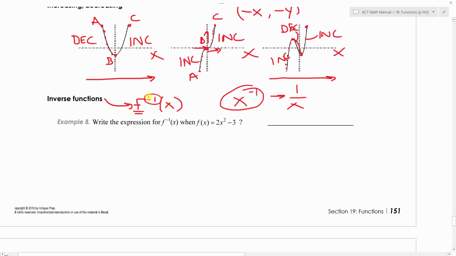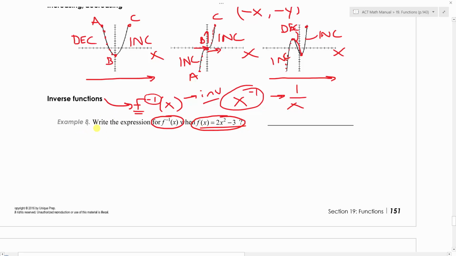This negative 1 is our notation in functions that indicates we have an inverse. And inverses and reciprocals are not the same thing at all. So don't make that mistake. So again, when you see f to the negative 1 of x, we're talking about inverses. Here's how we would do a question like this. So they are asking us what f of negative 1 is for this function.